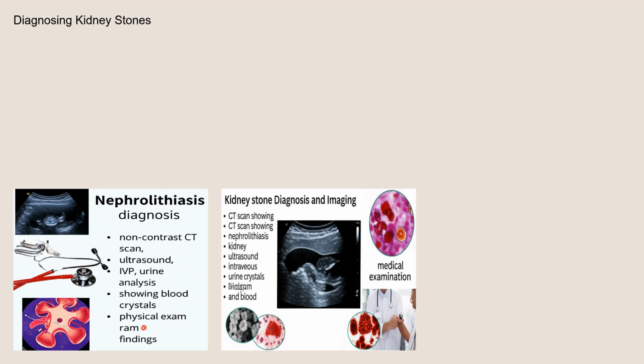Diagnosing kidney stones typically involves a combination of medical history, physical examination, and imaging studies. A urine analysis can detect blood and crystals. A non-contrast CT scan is the gold standard for detecting kidney stones, as it can accurately identify the size and location of the stone. An ultrasound may also be used, especially in pregnant women or children. An intravenous pyelogram, or IVP, is another imaging technique that can visualize the urinary tract.